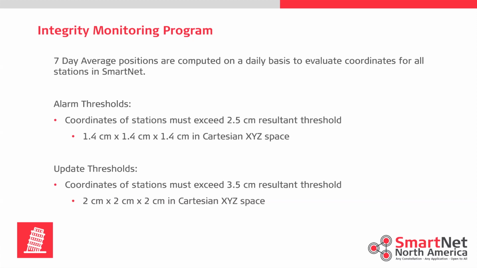Coordinates must exceed a 2.5 centimeter resultant threshold for us to alarm. So we start looking at it. This is in the Cartesian space, a centimeter and a half, a centimeter and a half, a centimeter and a half. And then for update thresholds, the coordinates of the station must exceed 3.5 centimeters for us to actually update the coordinates. We take updating broadcast coordinates very seriously because this immediately reflects to our users, and it means that they have immediate results to the vectors that they're using off the reference stations.